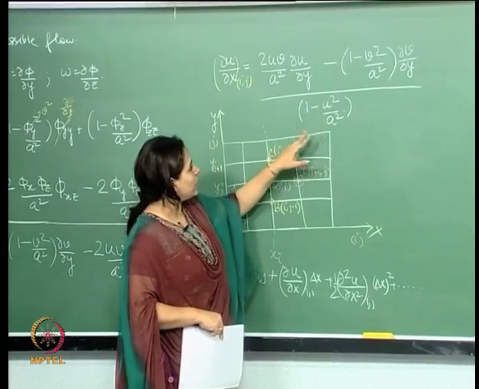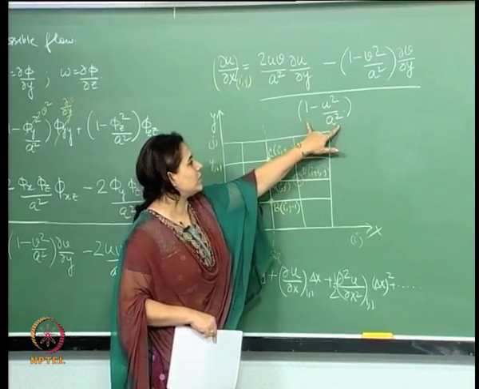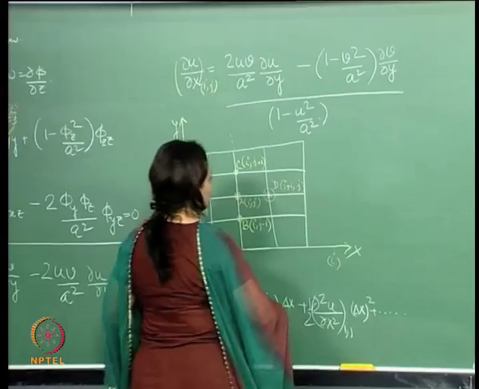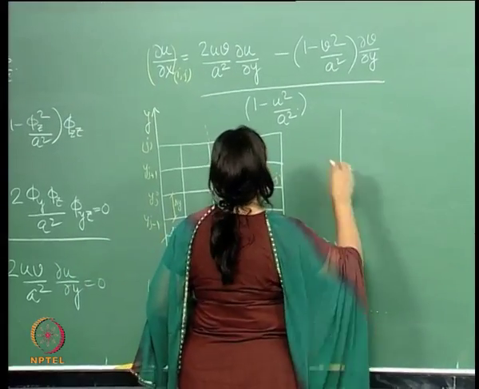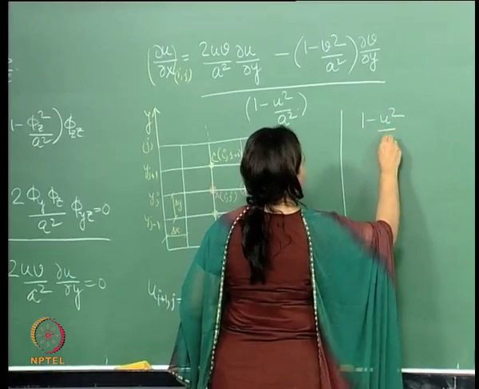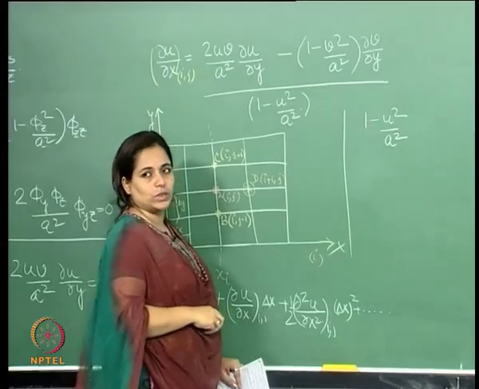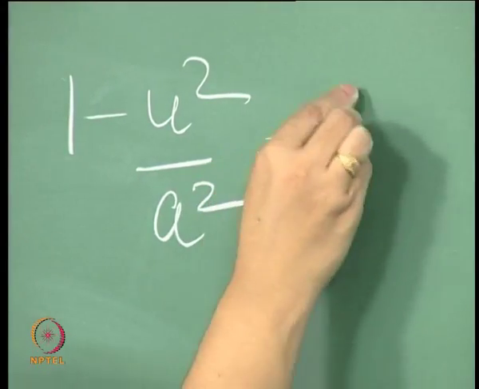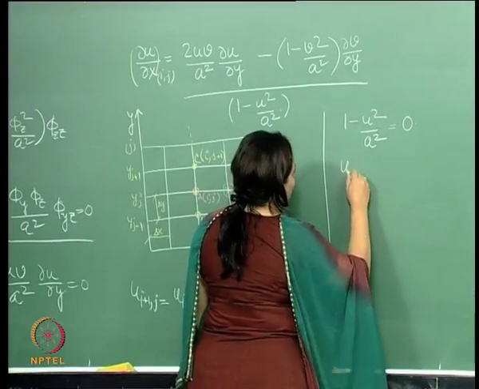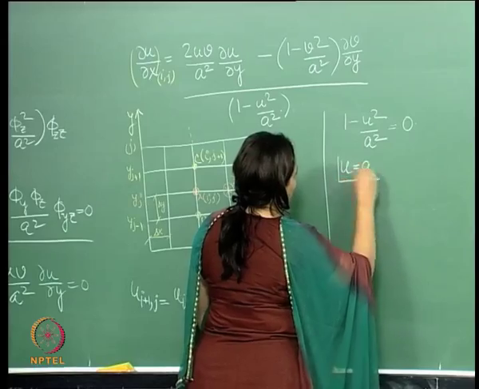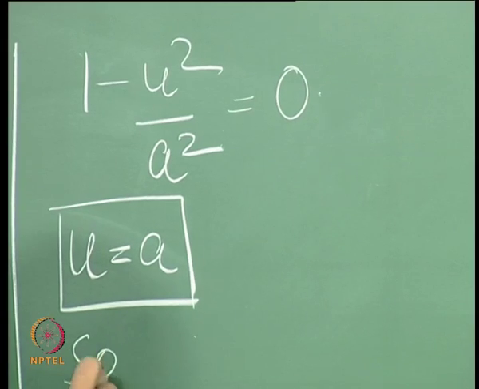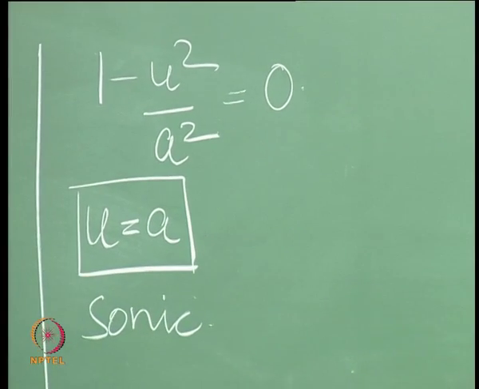So therefore, there is a condition. Now, what does this denominator being 0 mean? Let us look at that. The catch here is that this is possible only as long as this is not equal to 0. So what happens if it is equal to 0? What you see is that u is equal to a, which means this is sonic.